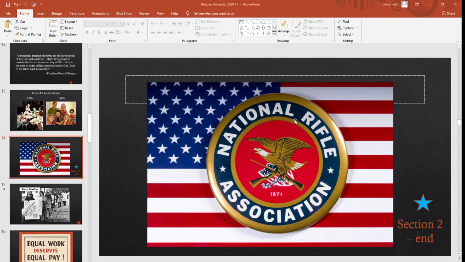Okay, question number one. What was the goal of the Equal Rights Amendment? Who challenged it and why? And why did the Equal Rights Amendment fail? So, what was the goal of the Equal Rights Amendment? It says it right there in your reading.